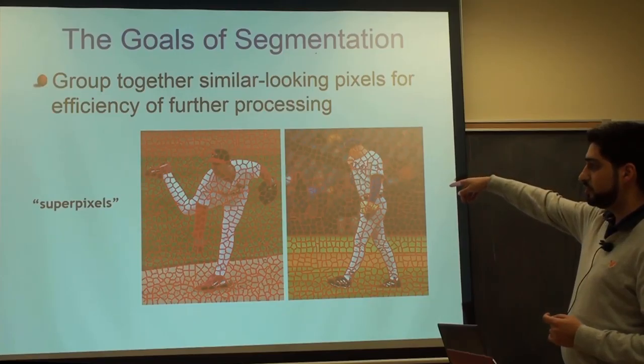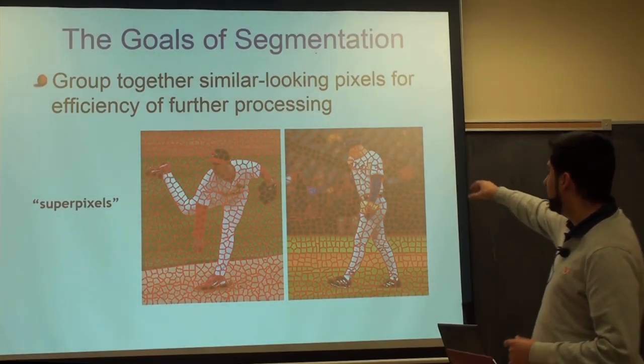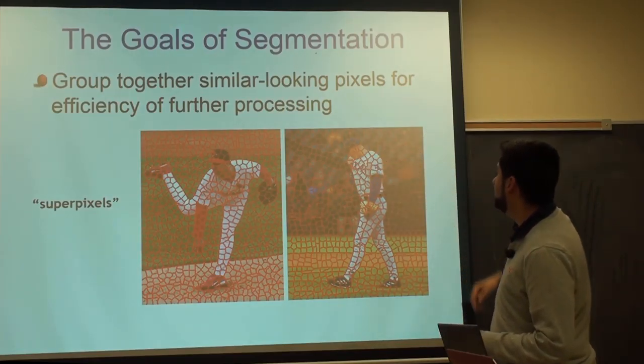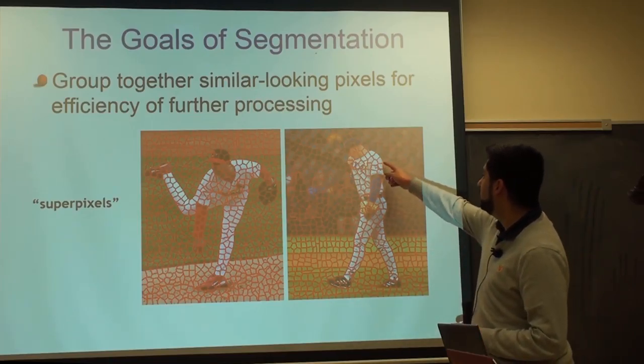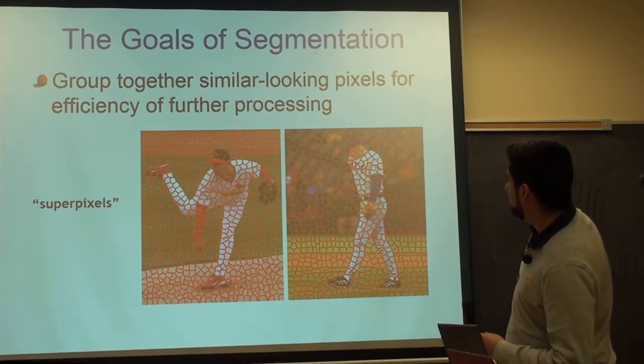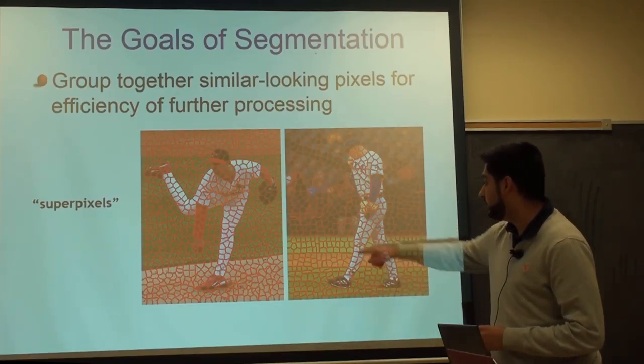This is like a superpixel in MATLAB. We're going to see it later. But basically, we group similar looking pixels together. Like here, if you look at the shoulder of this player, you see the white is grouped together in this area, and the black background is grouped together. Here you see the separation between the grass and the white.